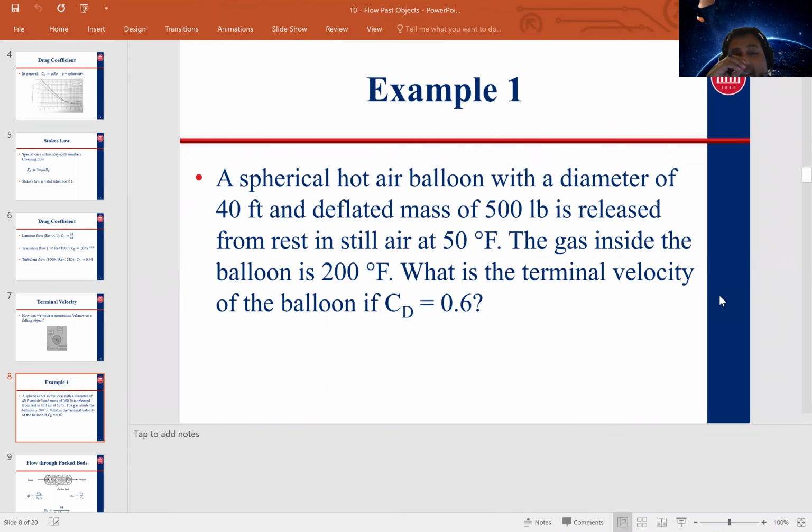So for this example, I have a spherical hot air balloon with a diameter of 40 feet and a deflated mass of 500 pounds being released from air at 50 degrees. The gas inside the balloon is 200 degrees Fahrenheit. What is the terminal velocity of the balloon if the drag coefficient of the system is approximately 0.6?